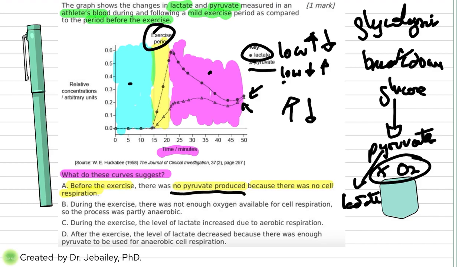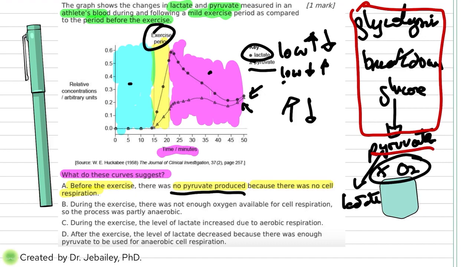The question is, after pyruvate is produced, where are you going to go? As you can see here, in this process, up to this point, glycolysis is happening with or without oxygen. It is after that, once you produce pyruvate, that's when you know if you're going to go through aerobic or anaerobic. So A is already out of the way.